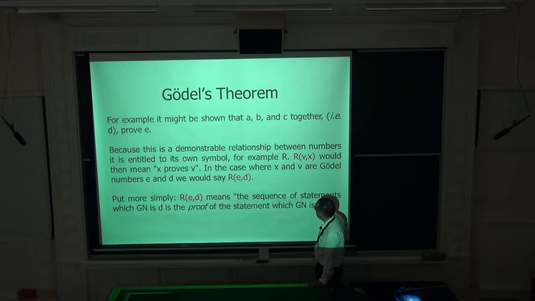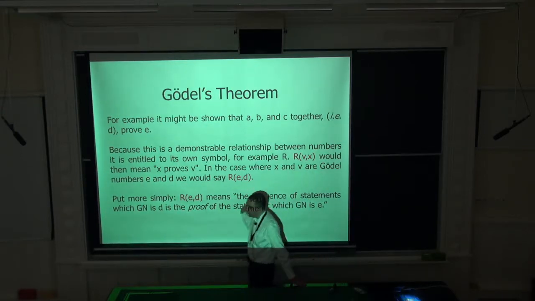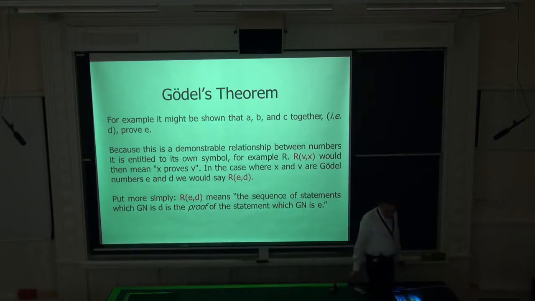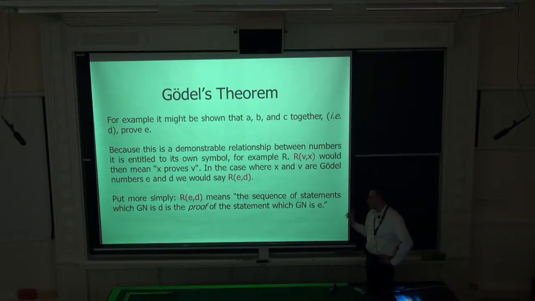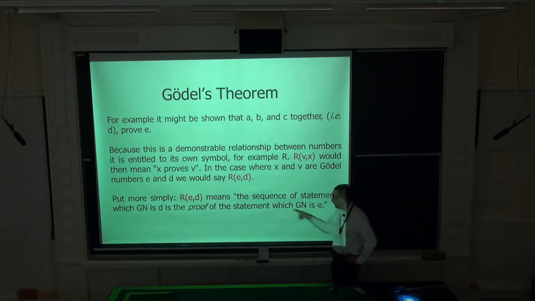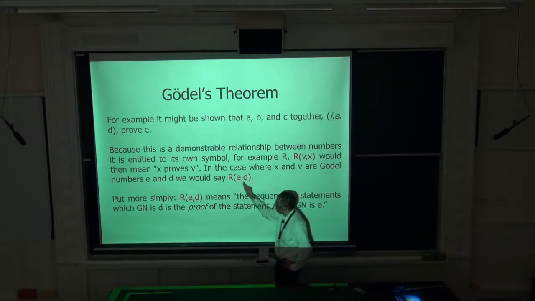So what happens? R(E, D), where you put inside two numbers. What you mean here is that the sequence of statements whose Gödel number is D is a proof of a statement whose Gödel number is E. So this is what this says.